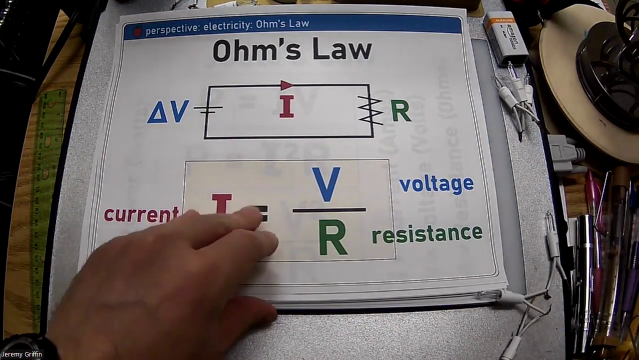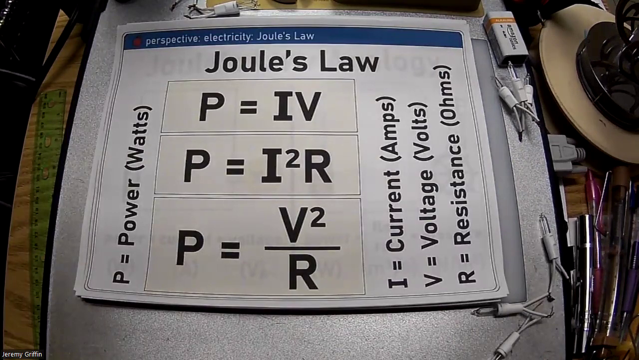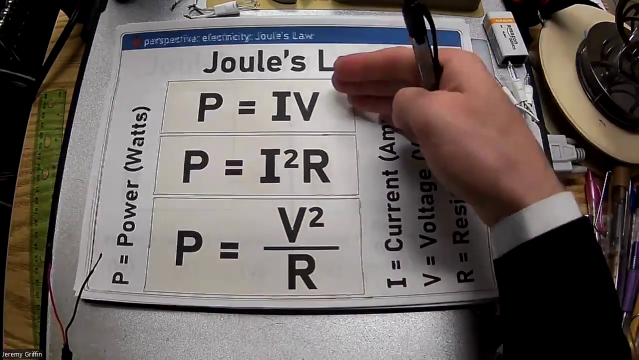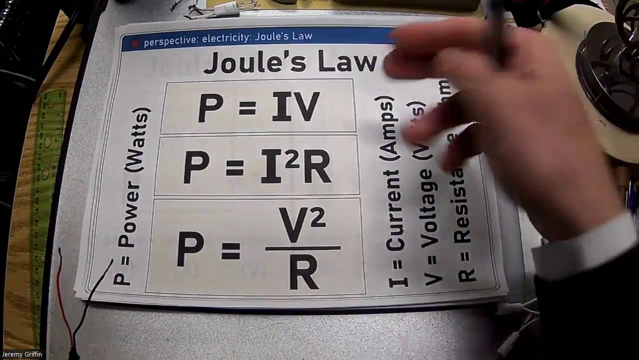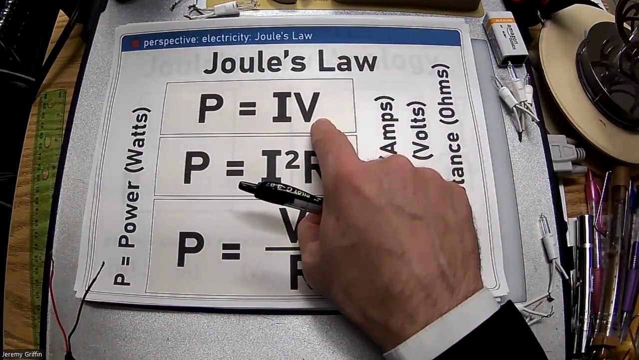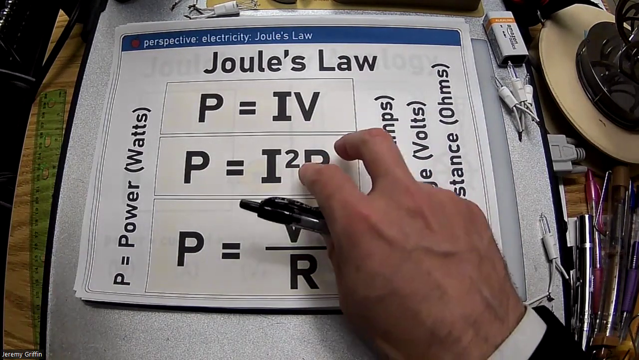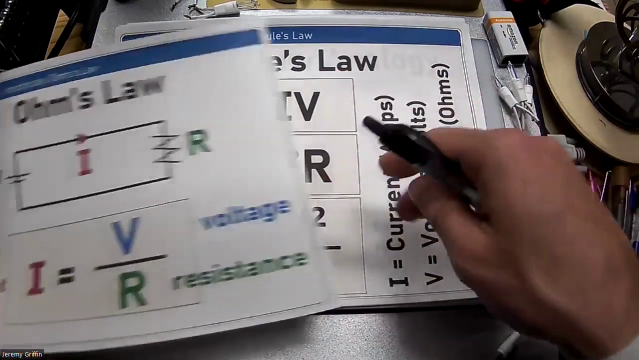So speaking of power, let's bring in power, and that's Joule's law. Joule's law tells you what the power is in watts. And here are 3 different perspectives on this. So start at the top here. You can go current times voltage, I times V. Or combine this with Ohm's law. Let's do a substitution and derive these other ones.